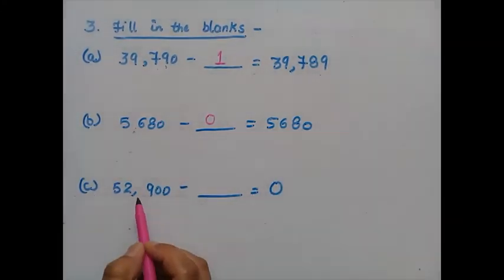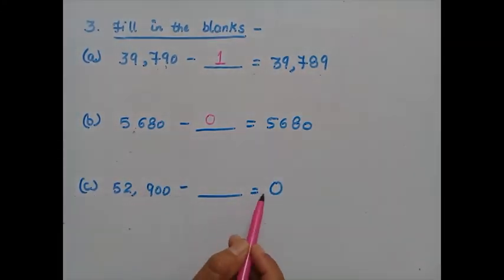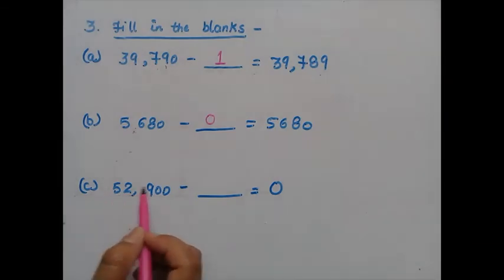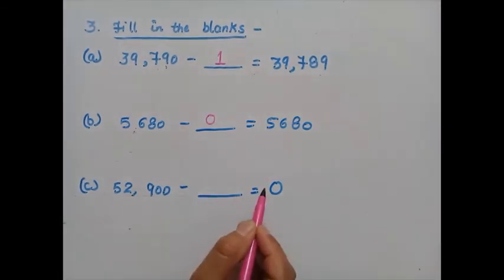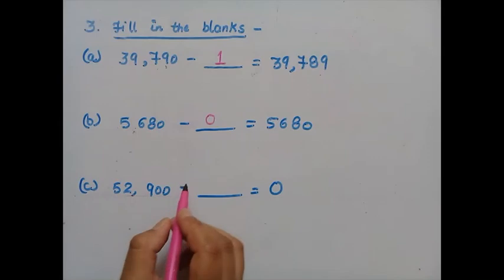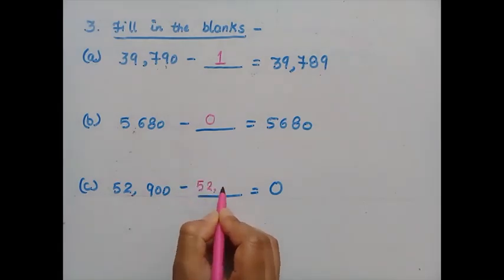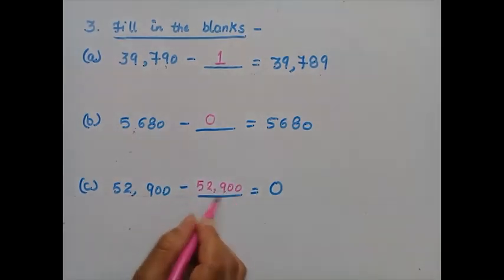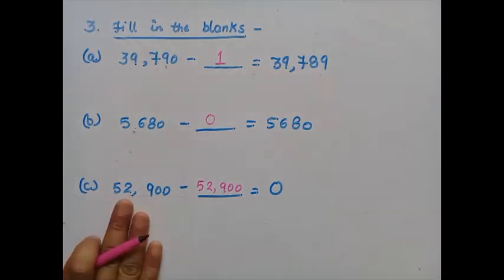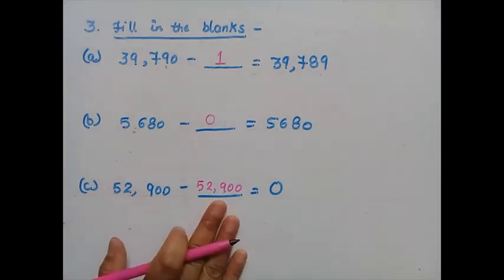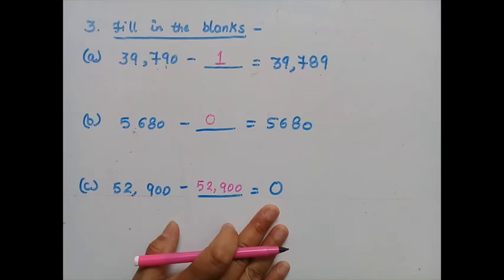C part is 52,900 and the answer is 0 here. So what will be written here to get the answer 0? So again note down the question. The question and answer are the same. Whenever this number is subtracted from this number, the answer is 0. Whenever any number is subtracted from itself, the answer always remains 0.